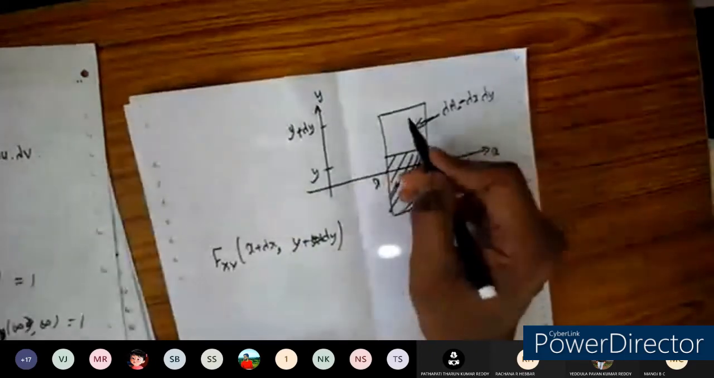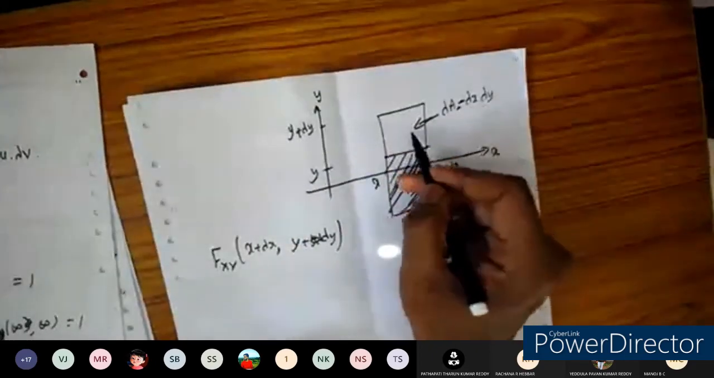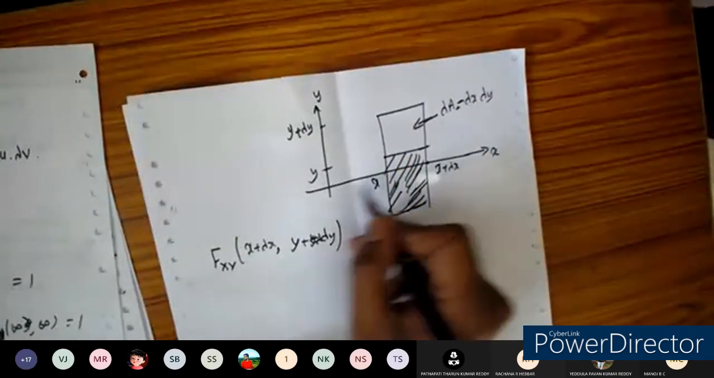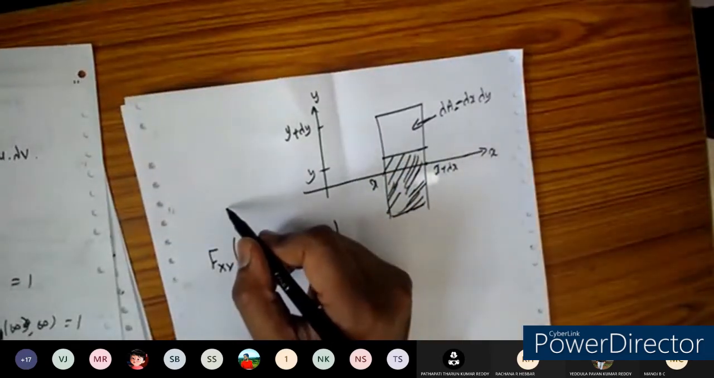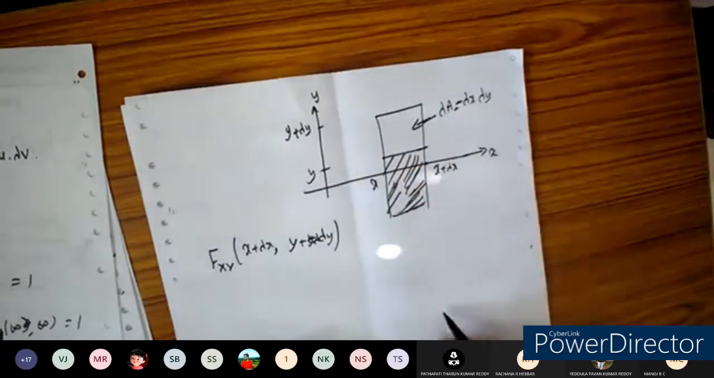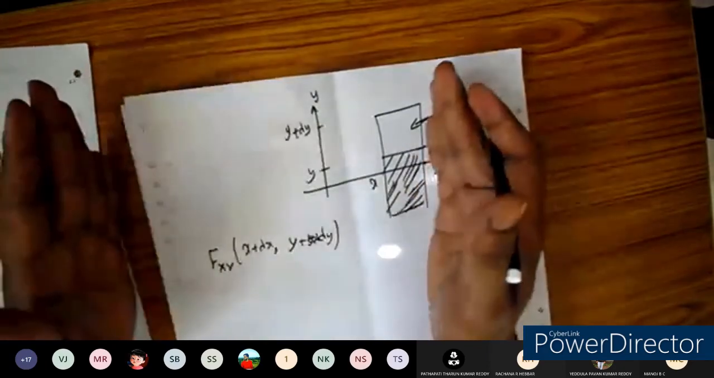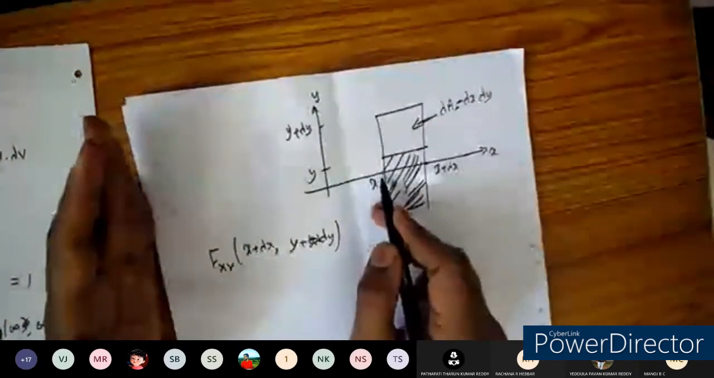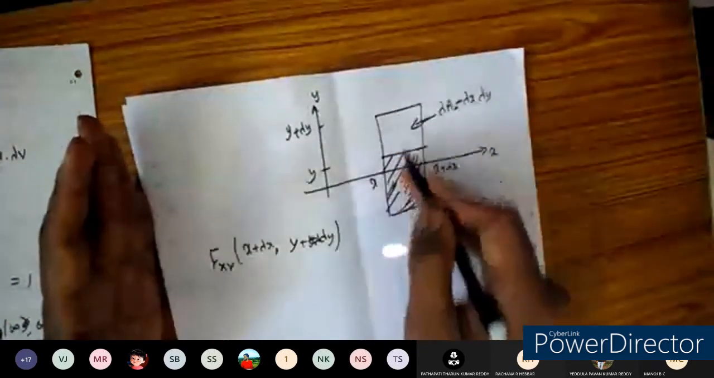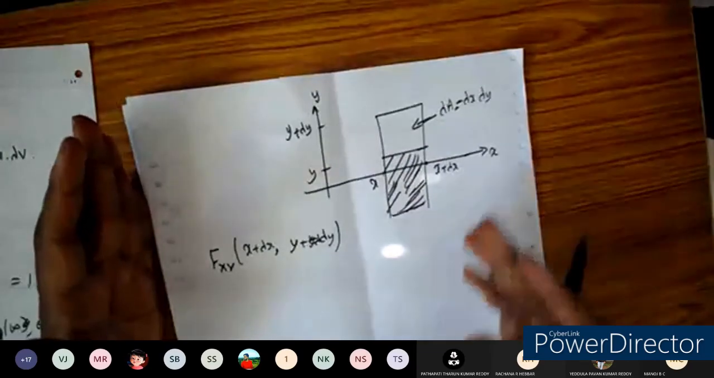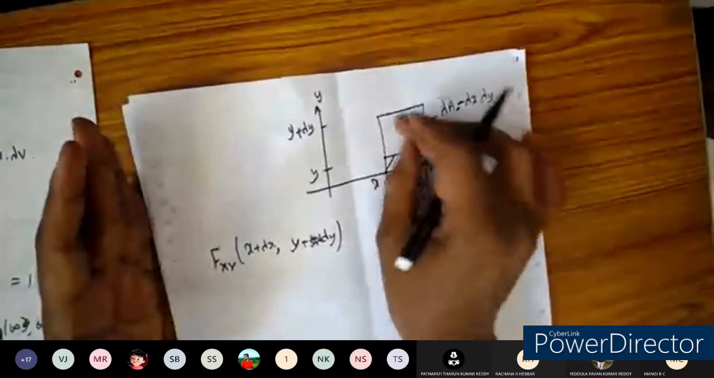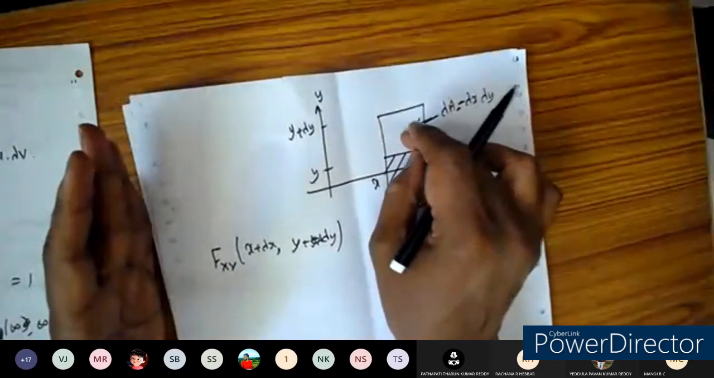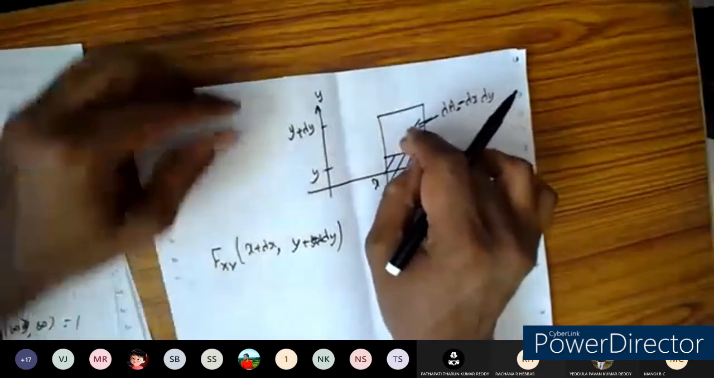If I want to find the area of this portion, one method is to find the area from x plus dx up to minus infinity and y plus dy to minus infinity, so that we get the complete area. Then we subtract the area from x to minus infinity and y to minus infinity. If we subtract this, we get this part of the area. That can be found by taking the two equations like this.